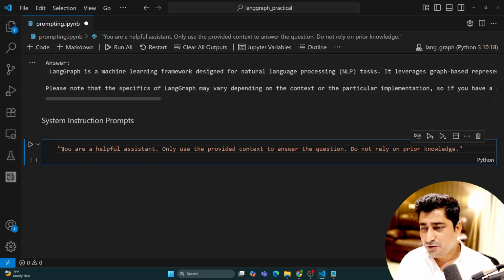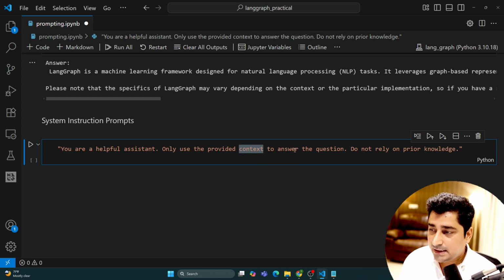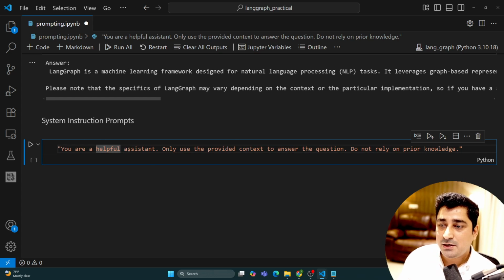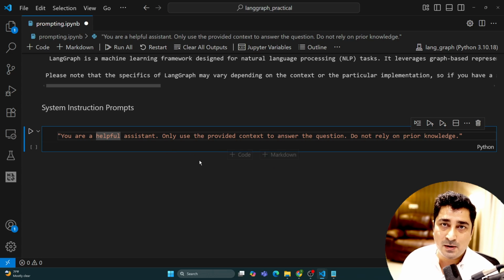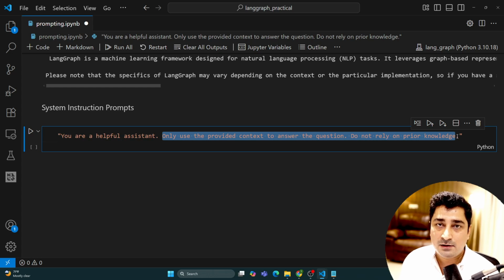Whenever you are giving a prompt, if you say that you are a helpful assistant, only use the provided context to answer the question. Do not rely on prior knowledge. If I use this kind of prompt, I'm giving a very clear instruction to my LLM. Whenever it generates an answer, it should only use the provided context to answer the question. Do not rely on prior knowledge.